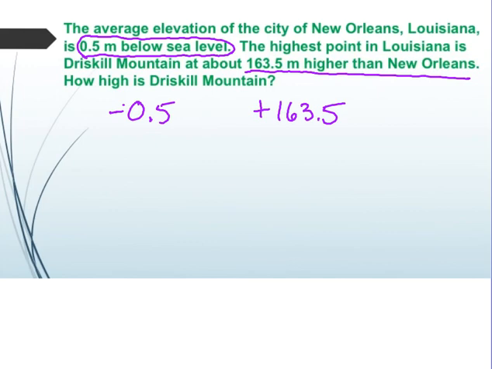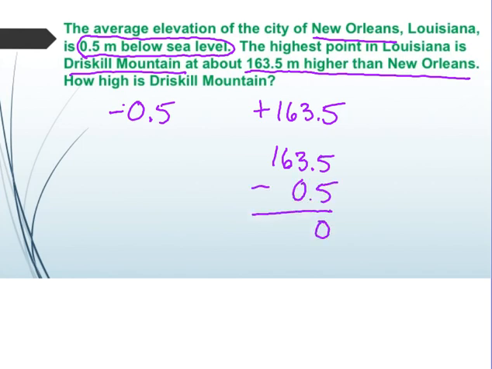Okay, so New Orleans is 0.5 meters below sea level. Driscoll Mountain is 163 higher, so you're going to take negative 0.5 and add to it 163.5. Signs are different, big minus small. So the height of Driscoll Mountain is 163 meters.